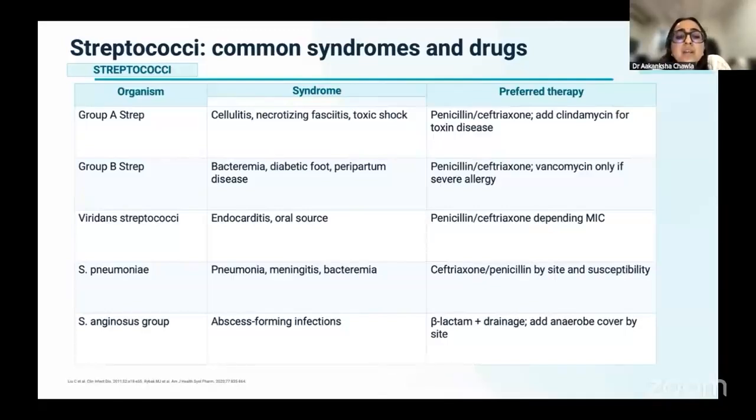For Streptococcus pneumoniae, it can cause meningitis, bacteremia, pneumonia. So it would depend upon the site of infection, and accordingly you choose between ceftriaxone and penicillin, and of course based on the susceptibility.